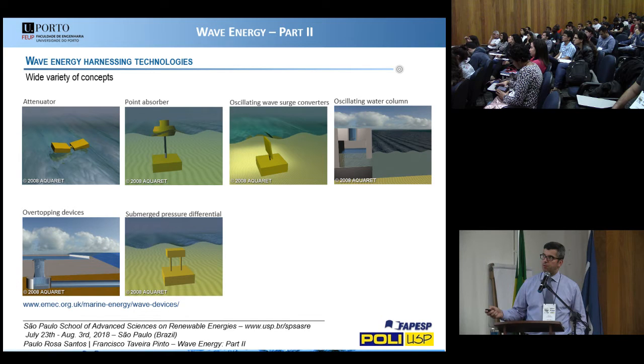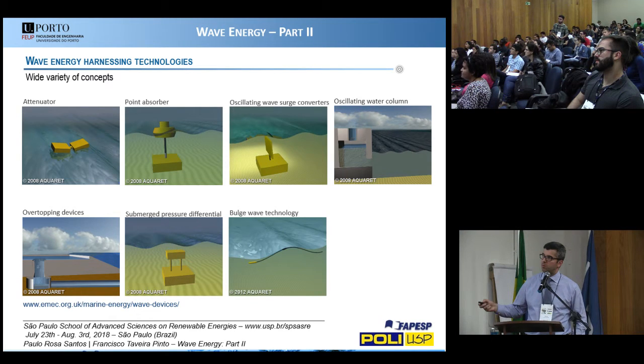We also have this complex device called the bulge wave technology. So there is a bulge that is created and moves along the device from the stern part to the head. And the rotating mass concept. In this case, we have, let's say, a hull with something inside that moves when the waves pass. And in this case, we have all the critical components of the technology well protected from the sea inside that hull. Yes?